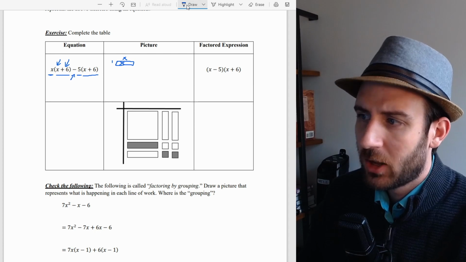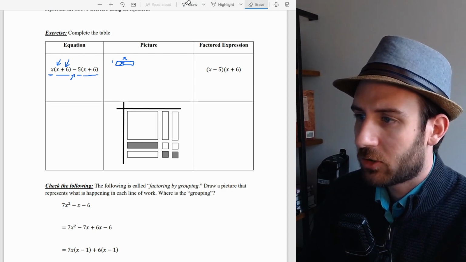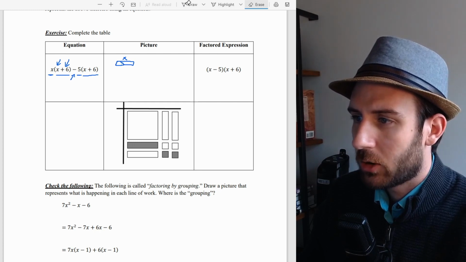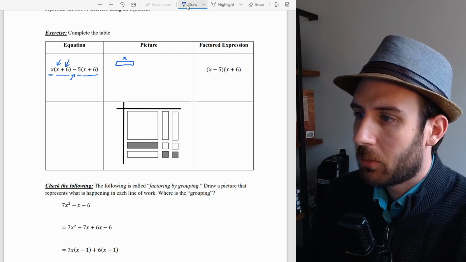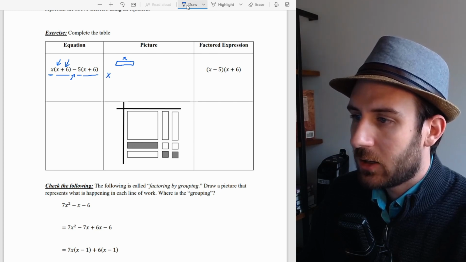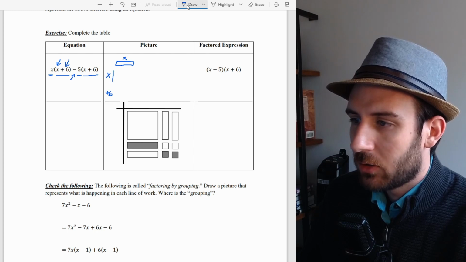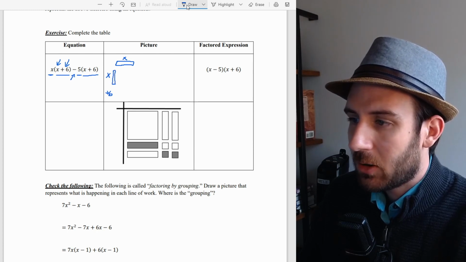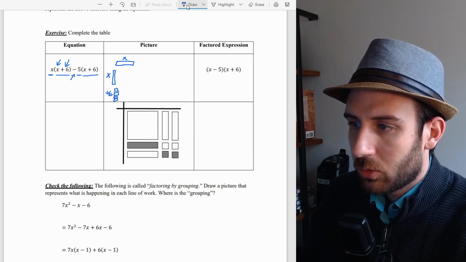So I have x groups of x + 6. Let's go ahead and remove some of this so it doesn't get confusing. We'll just say I have x groups, now that we understand where it all comes from. I have x groups of x + 6. So here's x, and here is my plus 6. If x is simply this rectangle, then 6 is going to be 6 units long. 1, 2, 3, 4, 5, and we'll put 6 up here.